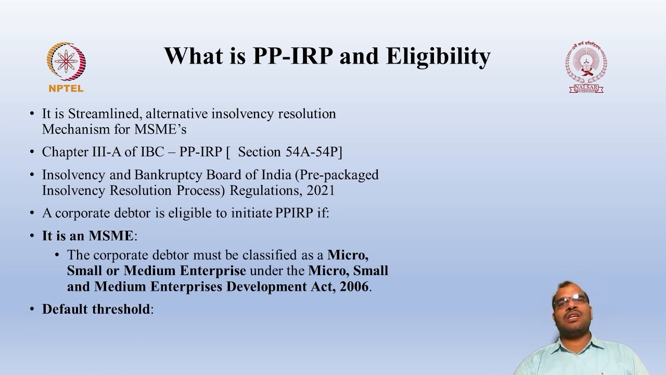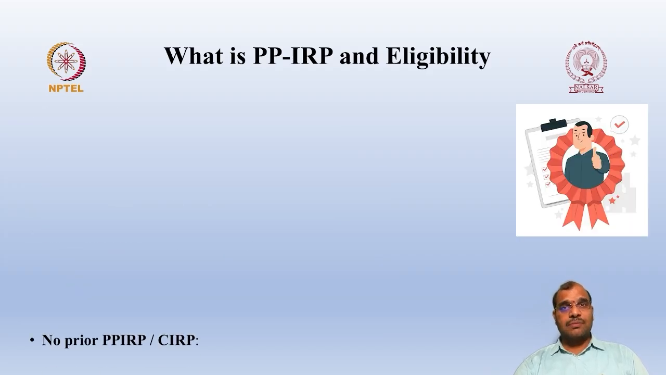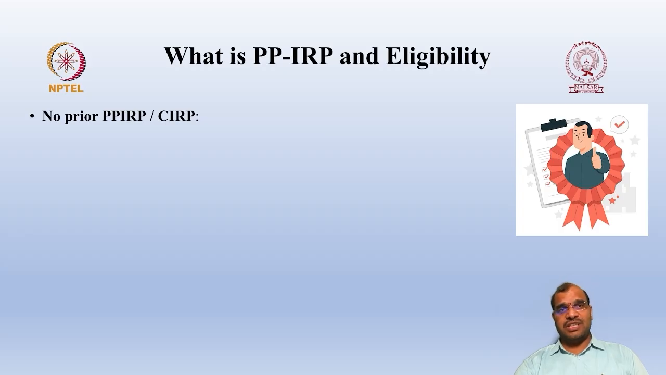And what is the default threshold? If you want to go for PP-IRP, the default threshold is that the minimum default amount should be at least 10 lakh rupees. If the default amount is at least 10 lakh rupees, then you can go for PP-IRP. Let us discuss further conditions.